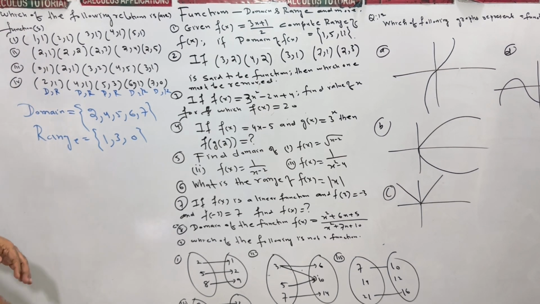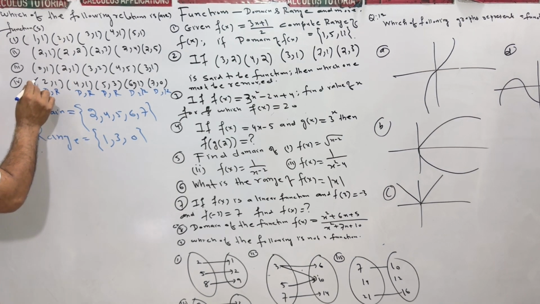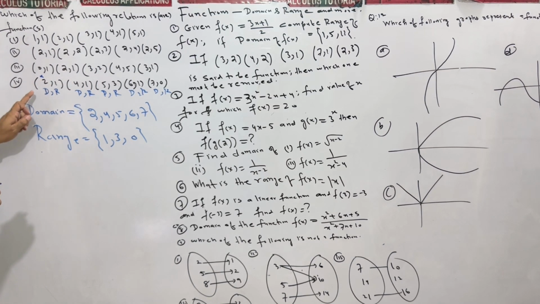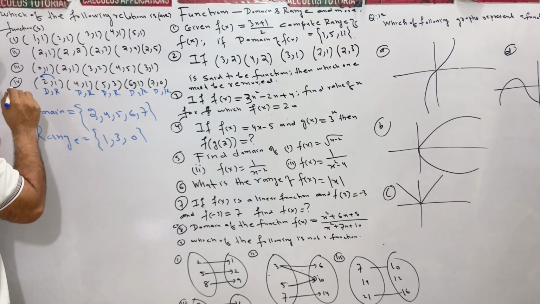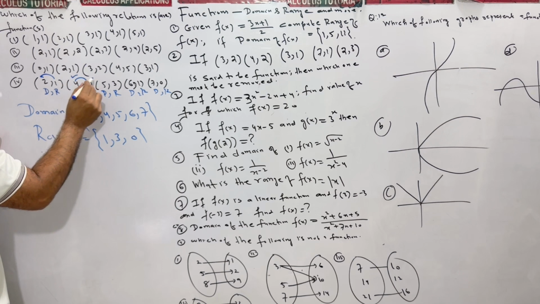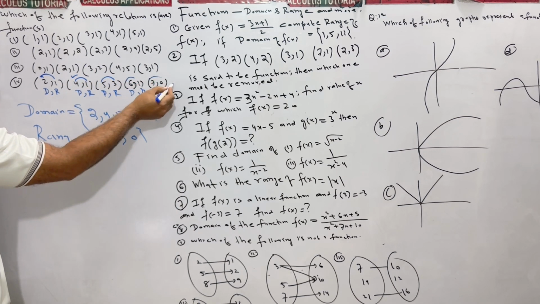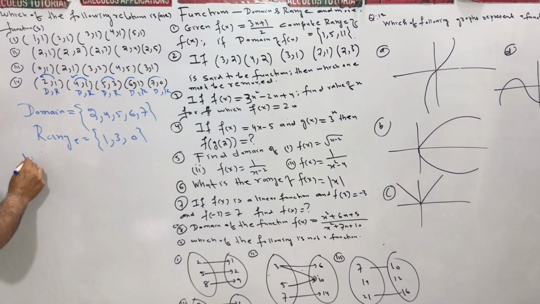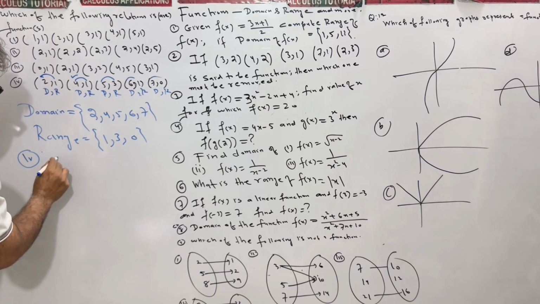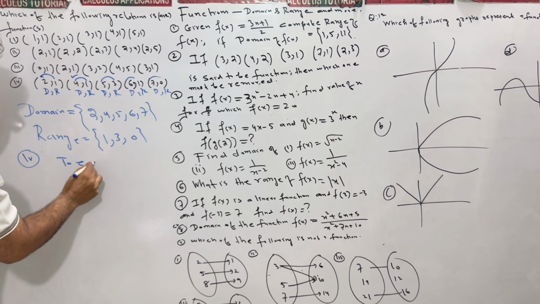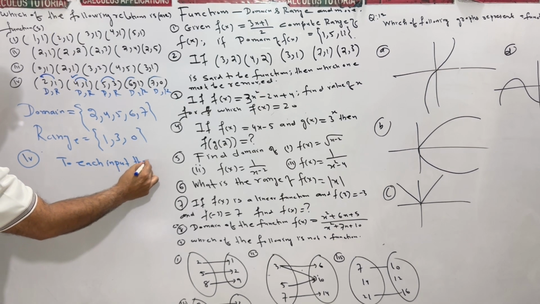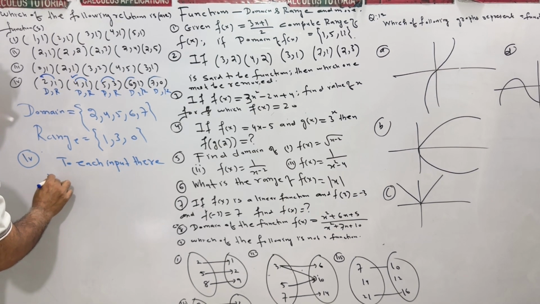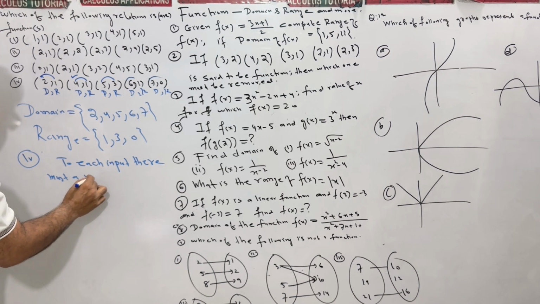Now we have to check whether it is a function or not. Look at this. For each input, we have a unique output. 2 is related with 1, it's okay. 4 is related with 1, it's okay. 5 is related, all are okay. Yes, number 4 is a function. To each input, there must be a unique output.